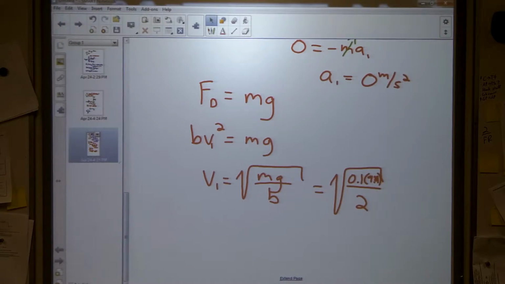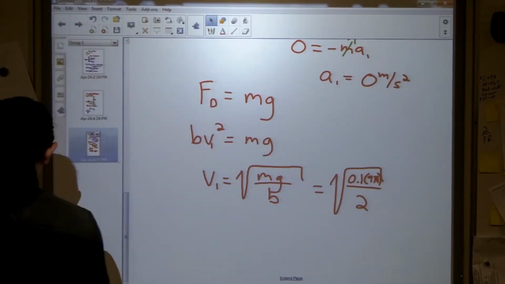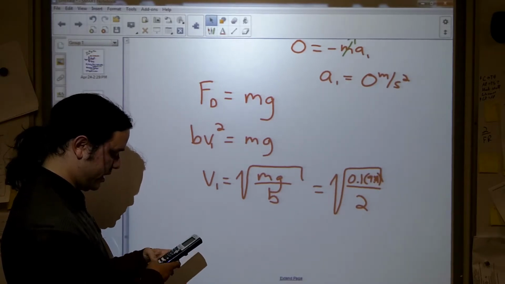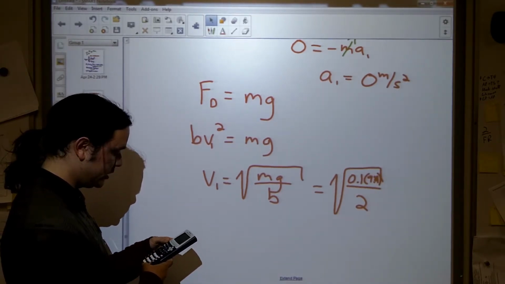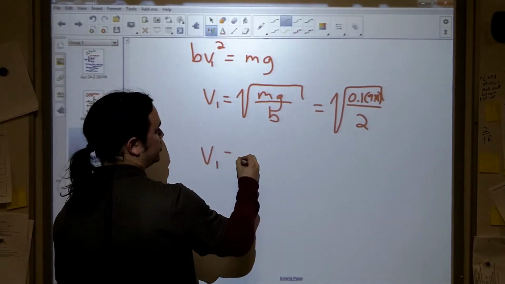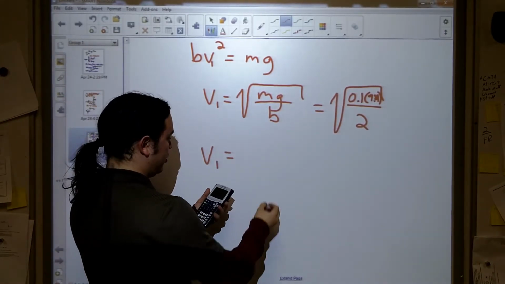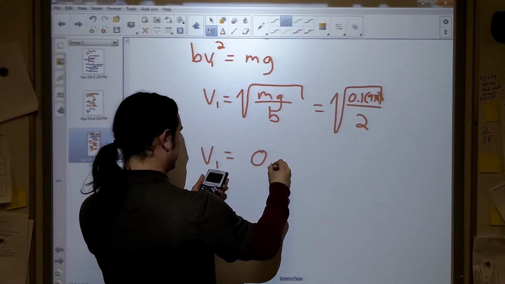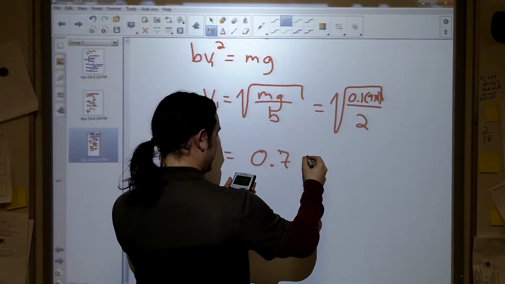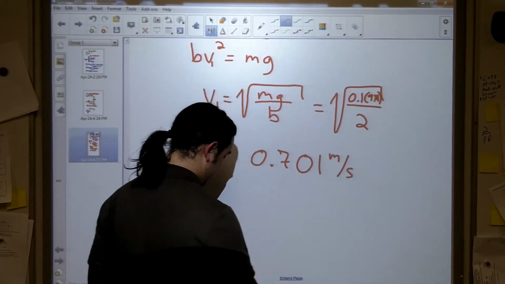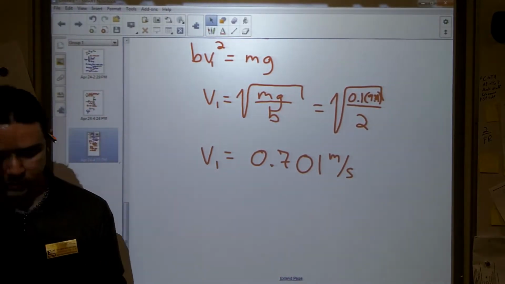I have misplaced my calculator. Here we go. 9.81 times 0.1. It's about 0.981. Great. Divided by 2. And I take the square root of this. I have laughably ridiculous numbers because I just threw 2 at the problem. And we find that the terminal velocity for our baseball is a paltry 0.701 meters per second. That's not remotely realistic.